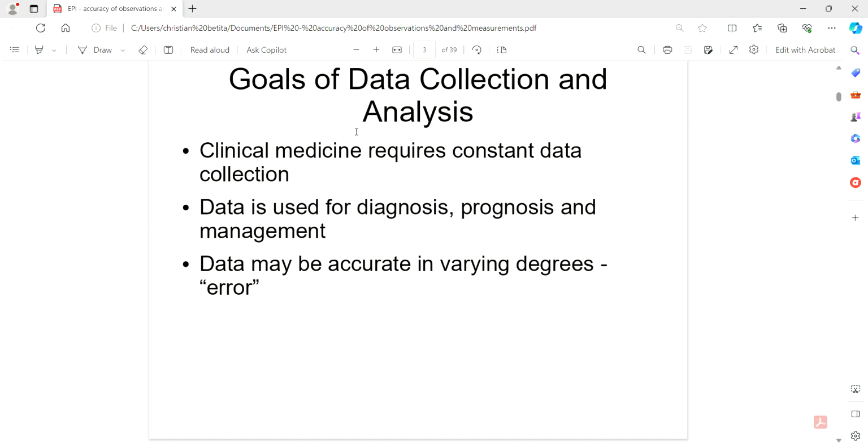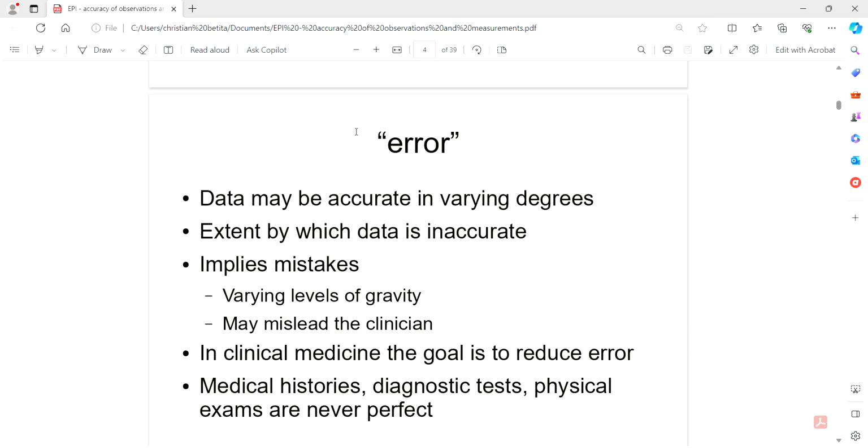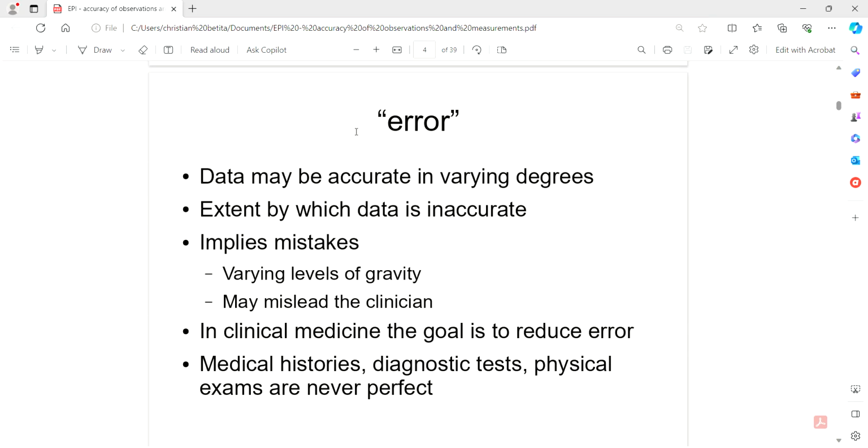So, as clinicians, we're constantly collecting data and analyzing this data. Clinical medicine requires constant data collection in the form of histories, PE, diagnostic tests, and we use this data to diagnose, prognose, and manage our patients. The data may be accurate in varying degrees, and this is referred to as your error. So error is the extent by which data is inaccurate.